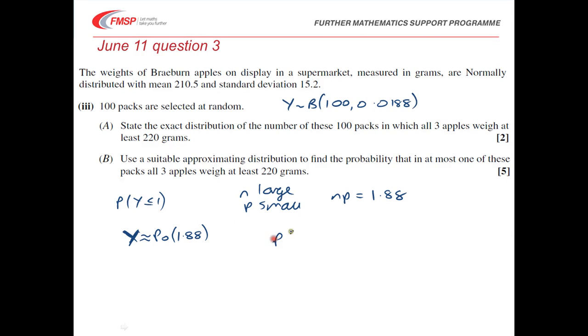So this is now quite nice. So the probability that Y is less than or equal to 1 is going to be the probability of Y equaling 0 plus the probability of Y equaling 1. So that's going to be e to the minus lambda times lambda, which is 1.88. Let's get rid of that for a second.